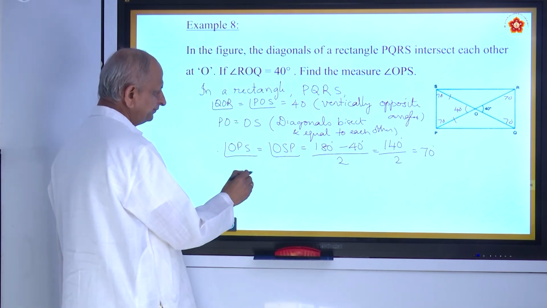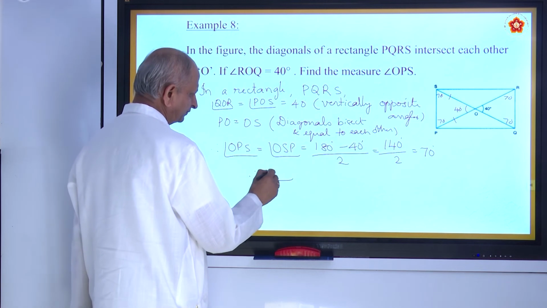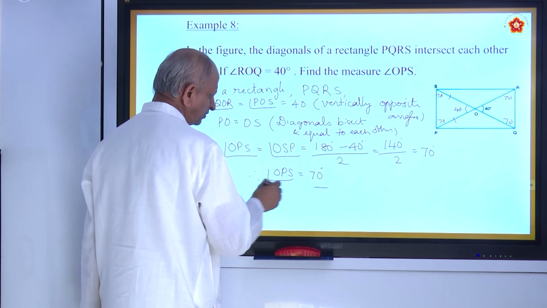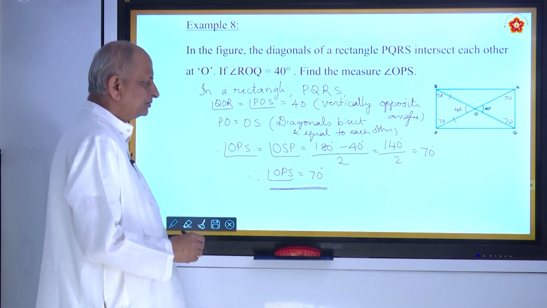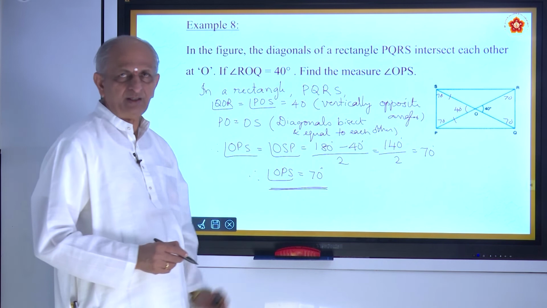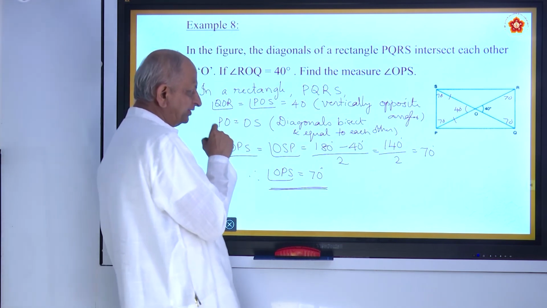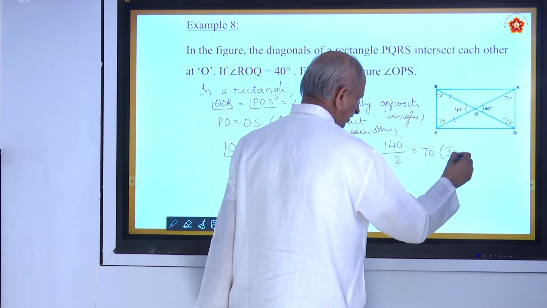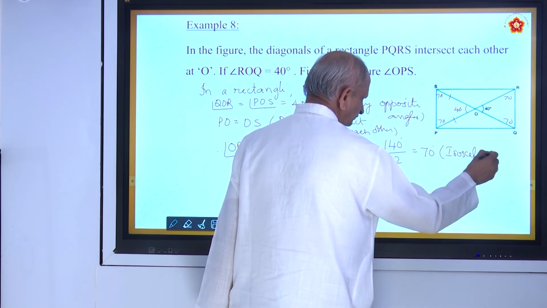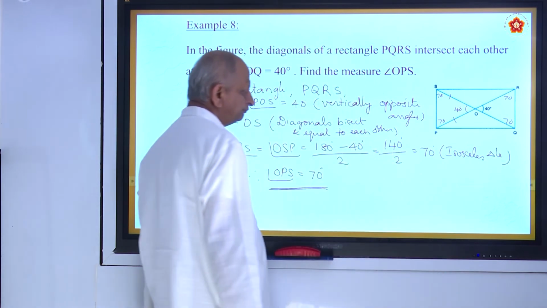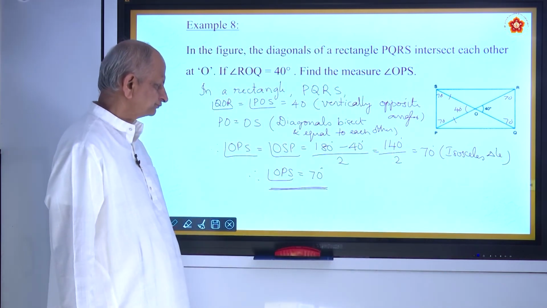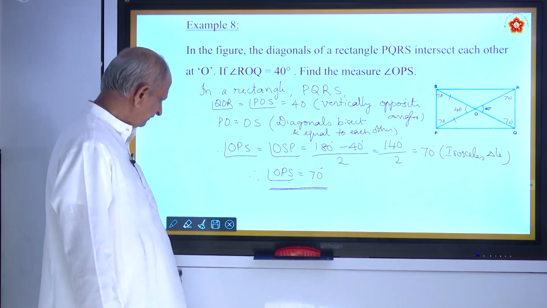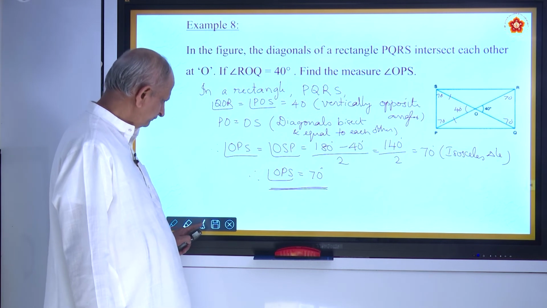So the answer is, they are asking OPS. OPS is equal to 70 degrees is the answer. And why are these two angles equal? Because of base angles of an isosceles triangle. You can write isosceles triangle. So OPS becomes 70 degrees. Is it okay? Shall we go to the next sum? Very happy.